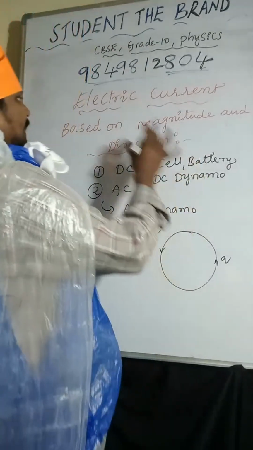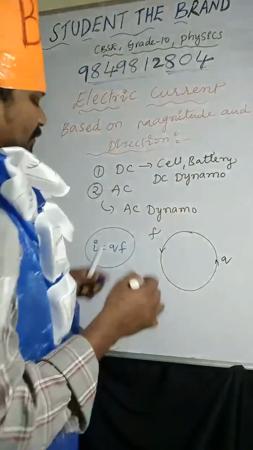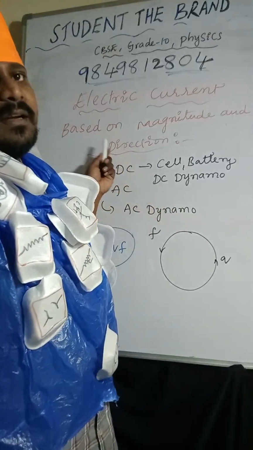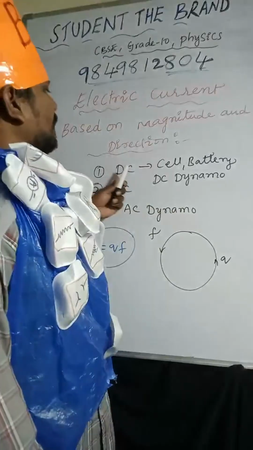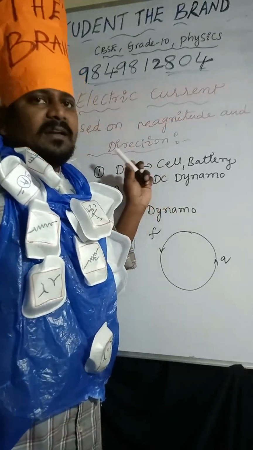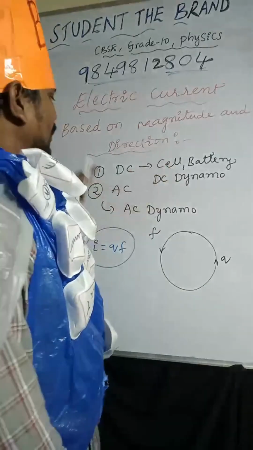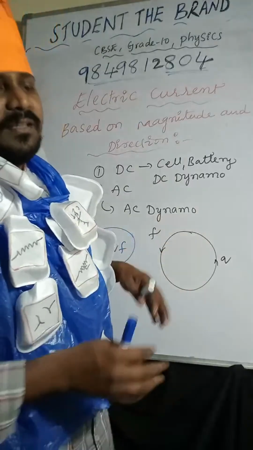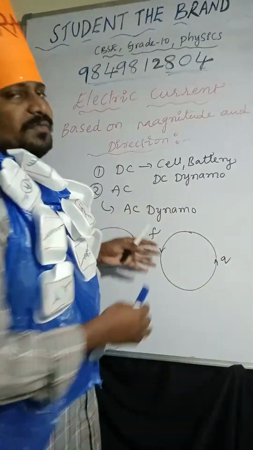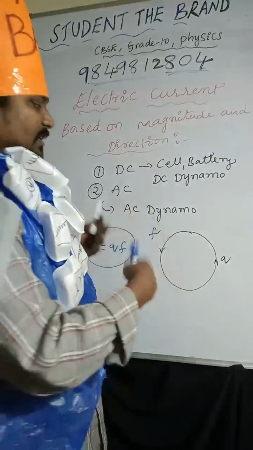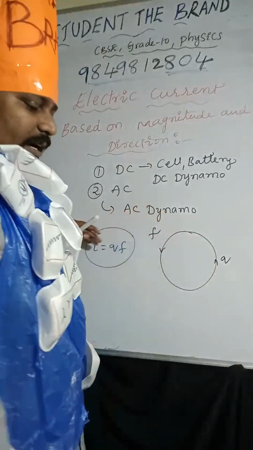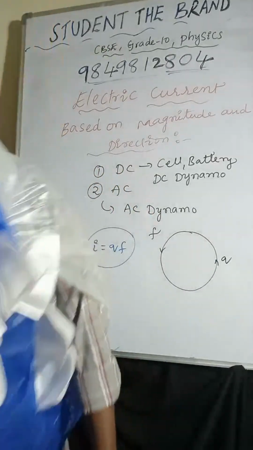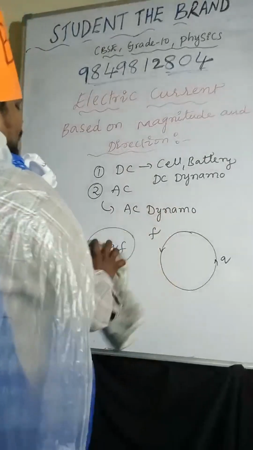So once again, based on the magnitude and direction, current can be divided into two parts, direct current and alternate current. Direct current examples: cell, battery and DC dynamo. For alternate current, AC dynamo. So if the charge is moving in a circular path with frequency F, current can be written Q into F. So I hope it is very clear. Now, we'll go to the next one.